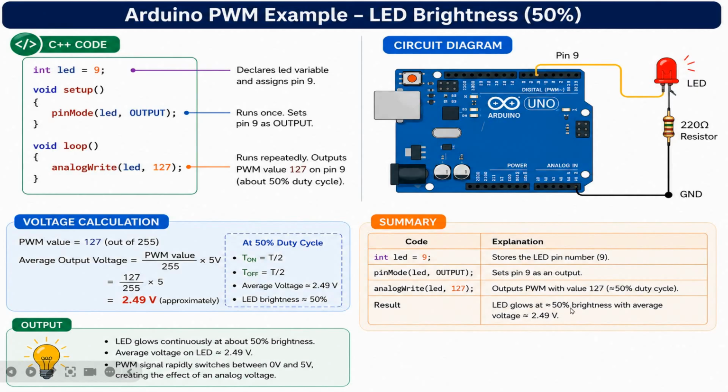So the result will be what? The LED will glow at 50% brightness with an average voltage of 2.49 volts. And this is the voltage calculation here. This we have seen in the previous slides, how to calculate the voltage. In the previous one we were taking the T on time, but here as we have the PWM value, we'll substitute this value here: PWM value divided by 255 times 5 volts. Whenever we have a PWM value, we have to use this formula. Whenever we have the T on and T off, or T on and period value, then we have to use the previous formula which we have seen.